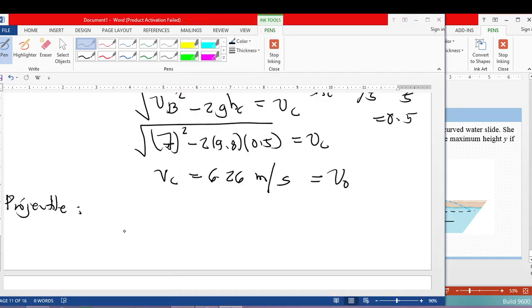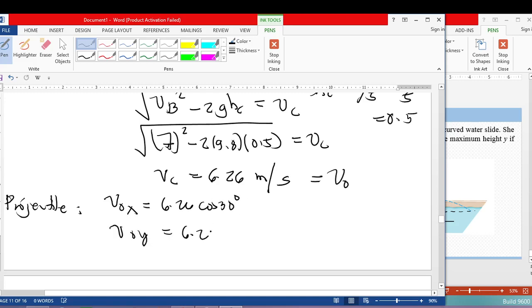I will first get v0x, which is equal to 6.26 cosine of 30 degrees, and the initial velocity along y is 6.26 sine of 30 degrees. So how much are they? We have 5.42 meters per second, and the y component is equal to 3.13 meters per second.